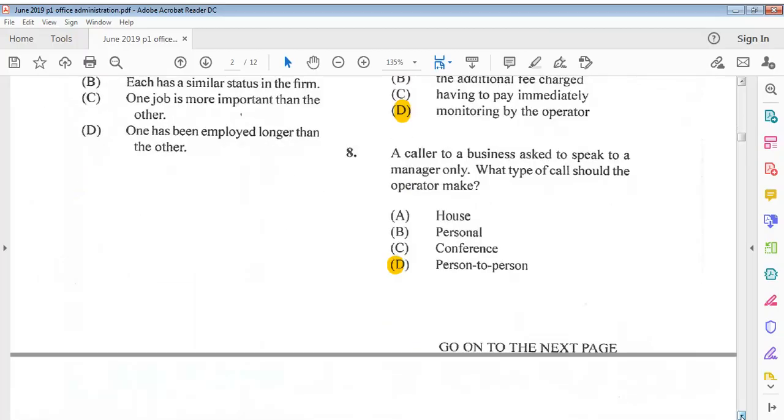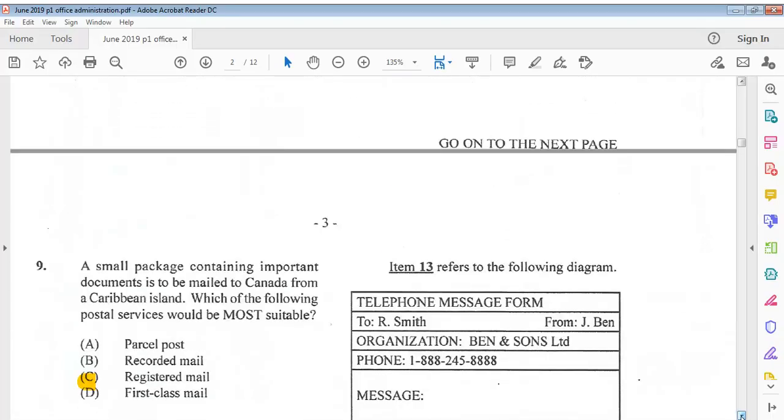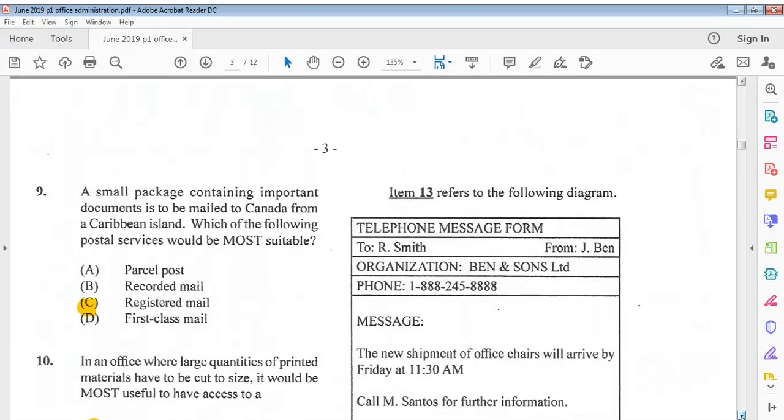A caller to a business asked to speak to a manager only. What type of call should the operator make? A. House. B. Personal. C. Conference. Or D. Person to person. So a person called to speak to a manager. So it would have to be person to person. So the answer would be D. Let's move on to question number 9.